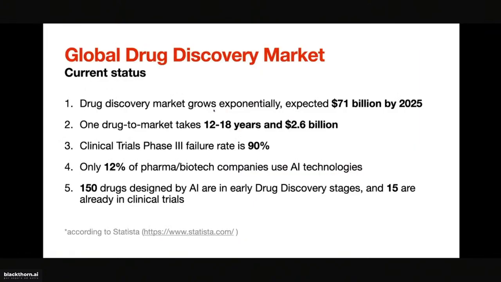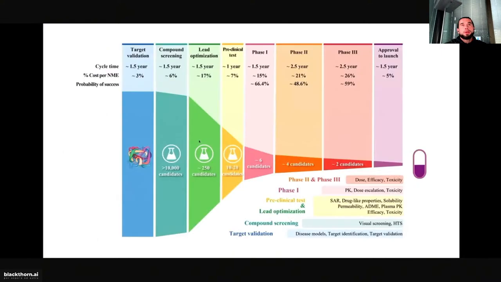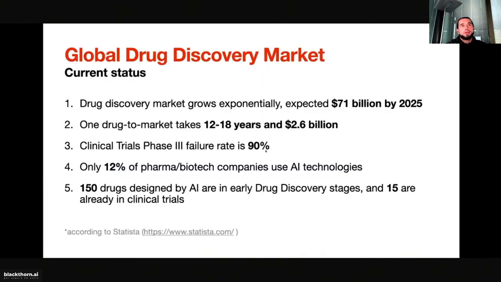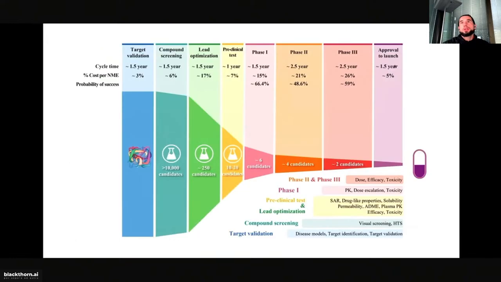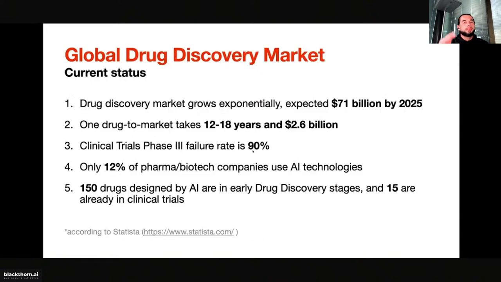So usually delivery of one drug to market takes 15 years, from 12 to 18. And today's cost average is $2.6 billion. But it is expected that the drug discovery market will grow exponentially and its size will be $71 billion in 2025. According to the previous picture, the overall clinical trial failure rate is 90%. It means only 10% of compounds which end phase three and were not filtered earlier come to market. So it is an incredibly high failure rate.